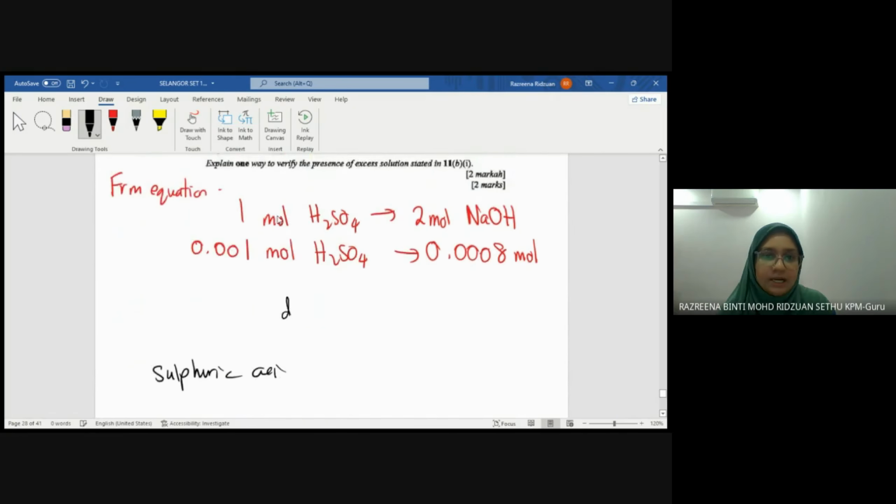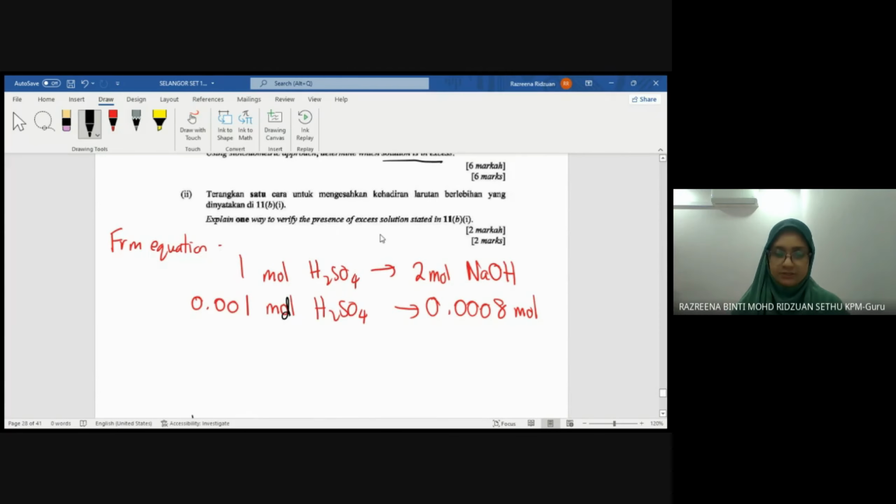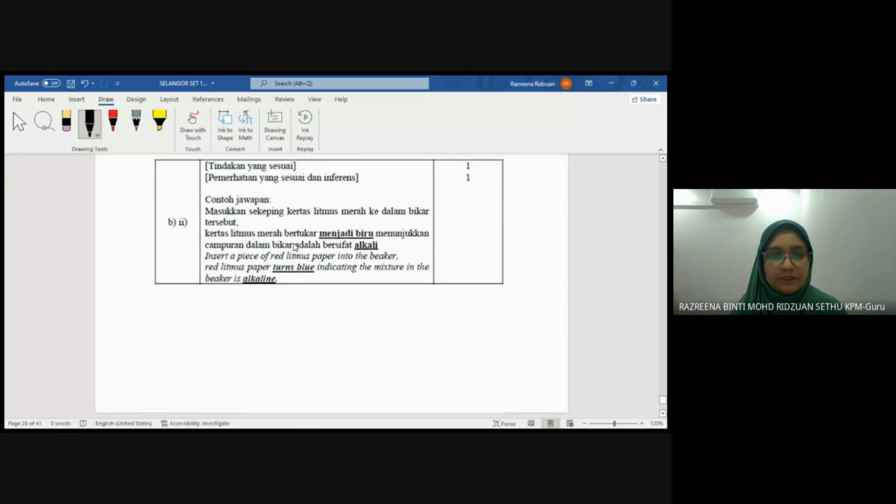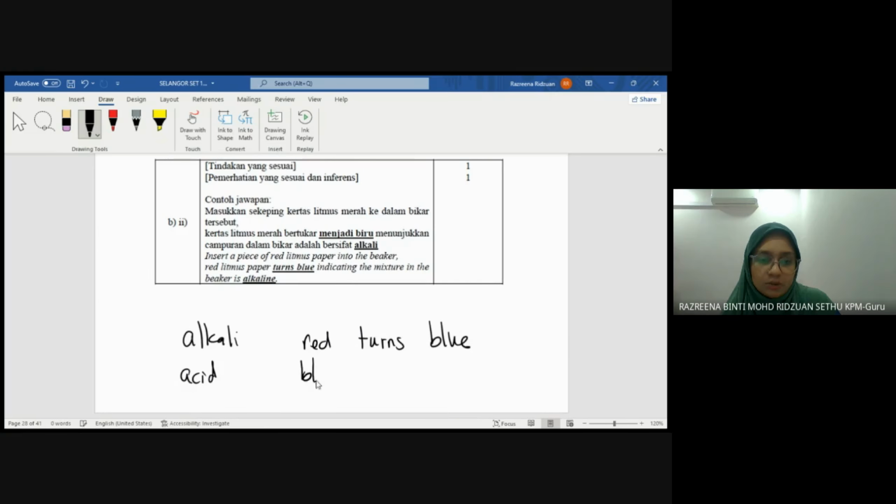Now they're asking you one way to verify the presence of the excess solution. It's very simple. You can use litmus paper. So you can put a litmus paper and then you can see if it's alkali, you use red, and it turns blue. Okay, for acid, it is blue turns red.